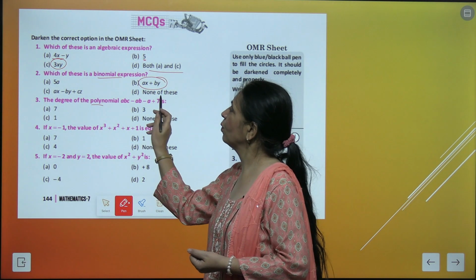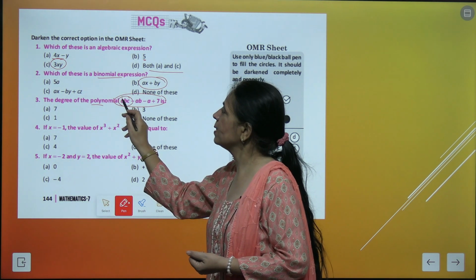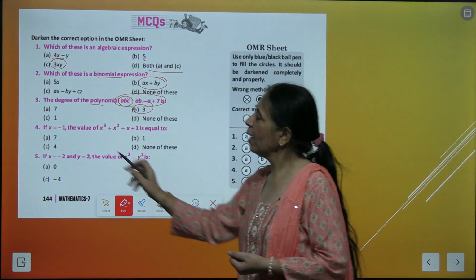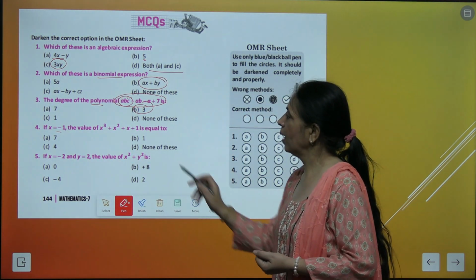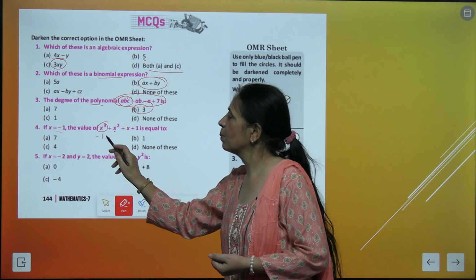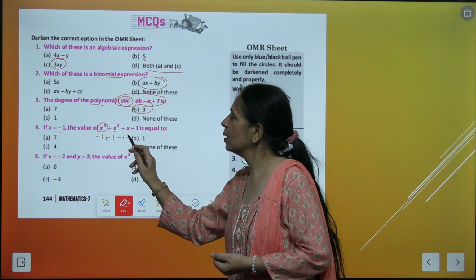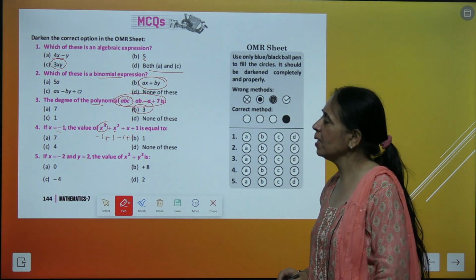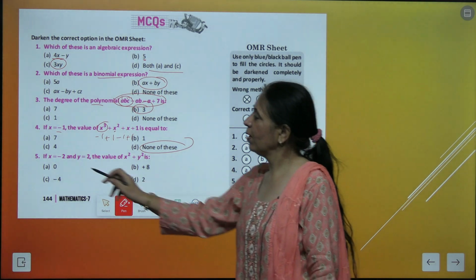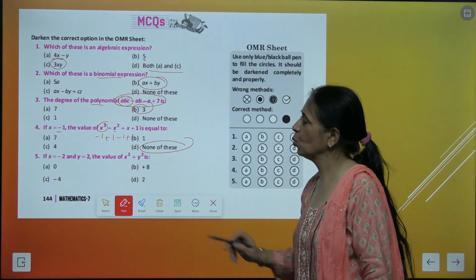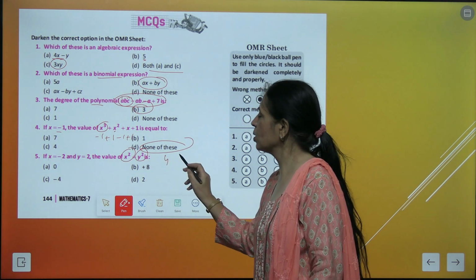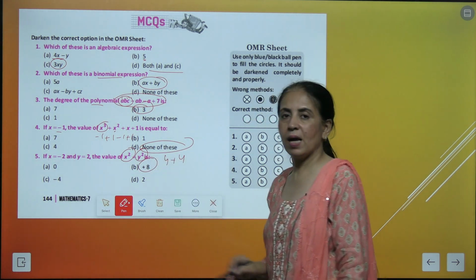And what is the degree of this polynomial? Here a, b, c, each appears once, so 3, so this becomes 3. And if a is -1, then what is the value? So -1 cubed is -1. This is +1. This is -1. This is +1. And that means your answer becomes 0. So we'll say none of these. Finally we have a question. x is minus 2 and y is 2. So minus 2 squared is 4 and again 2 squared is 4. We get 8 as the result.